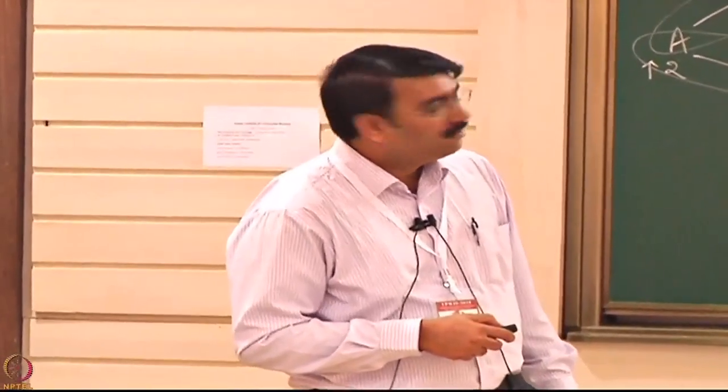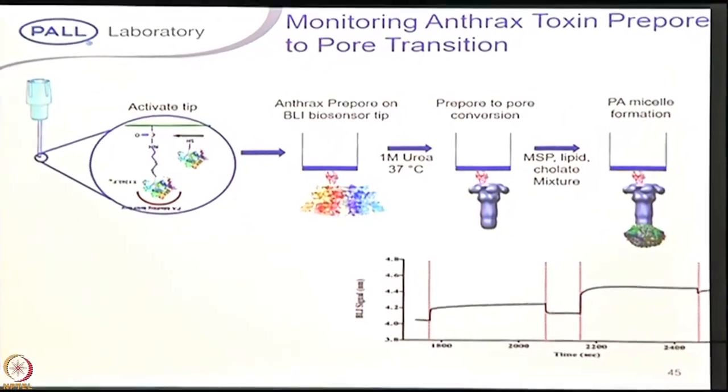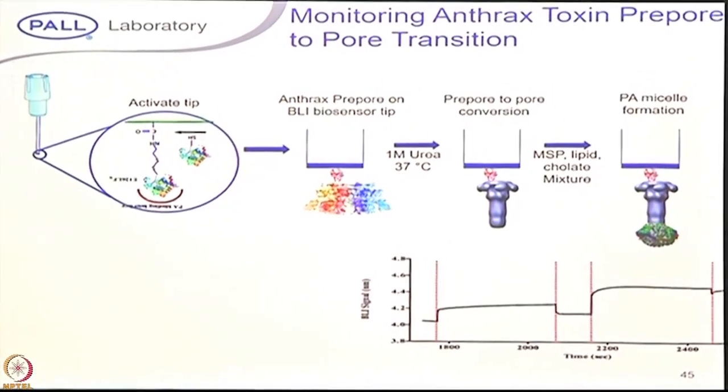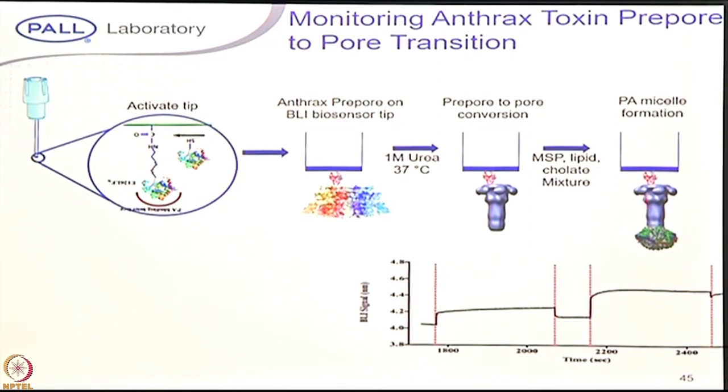And you can go for the electron microscope or you can go for the mass spec studies. Here, one example I'm showing is the anthrax toxin prepore. In this example, they activated the tip and immobilized the protein of interest, the anthrax prepore, and then processed it with 1 molar urea at 37 degrees. The prepore to pore conversion happens, and when they dip into the lipid mixtures, you can see the micelle formation between the pore and the lipid.